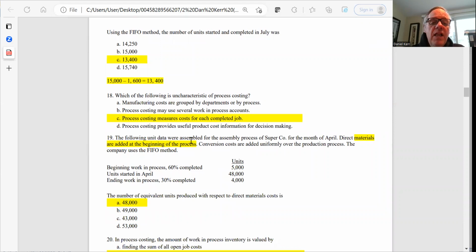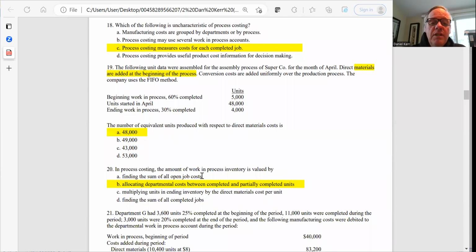Number 19, the following units were assembled. Direct materials are added at the beginning of the process. So the number of equivalent units with respect to direct materials are, if materials are added at the beginning of the process, then the equivalent units for materials, remember equivalent units as work done this period, would be 48,000.